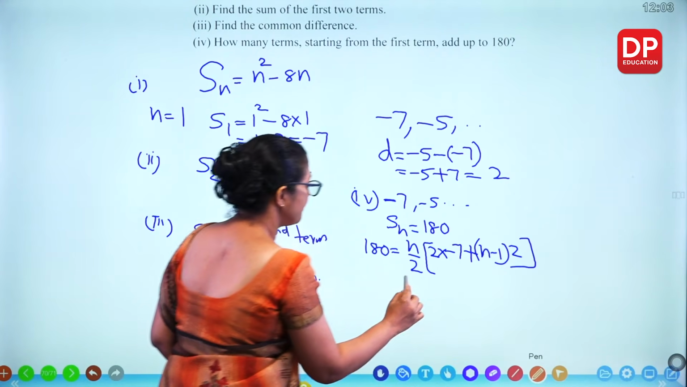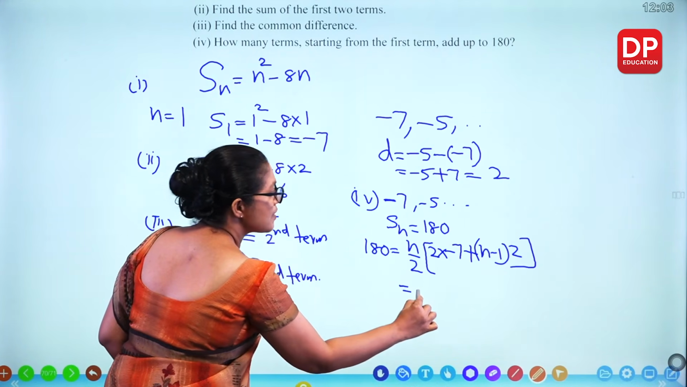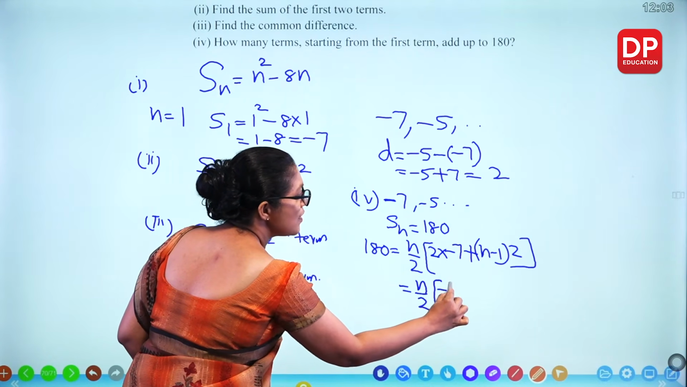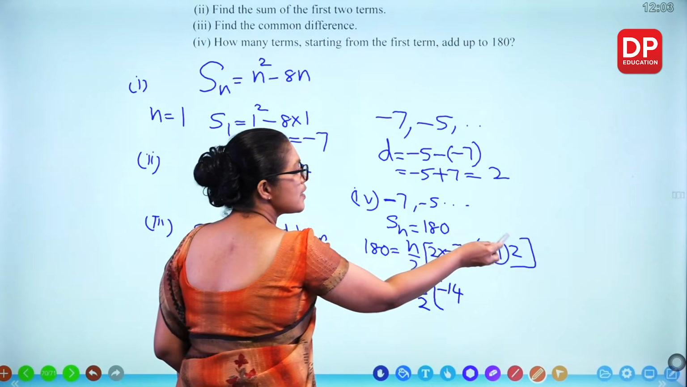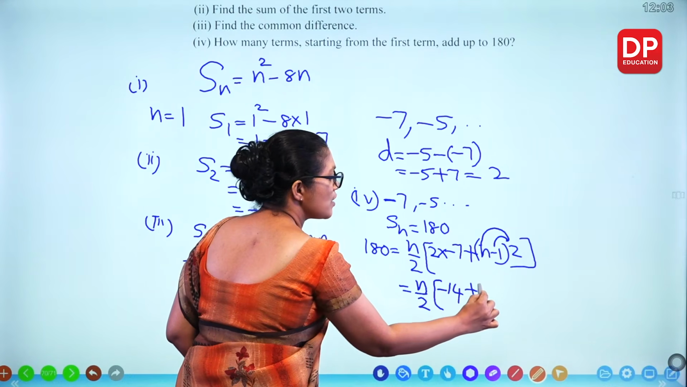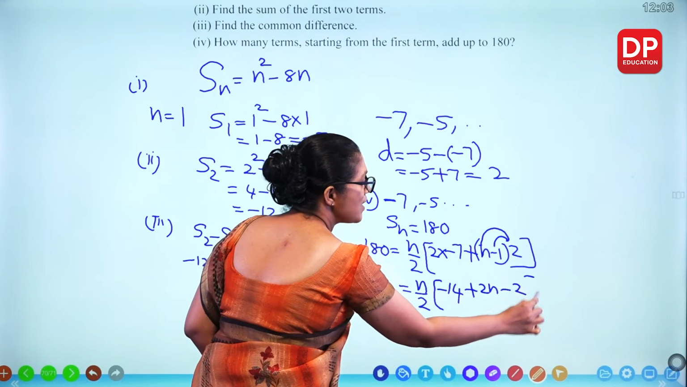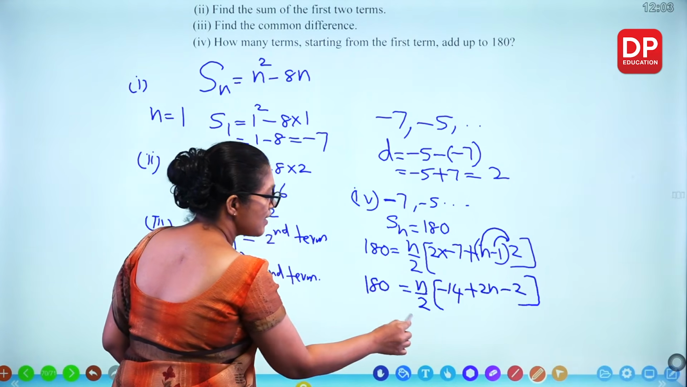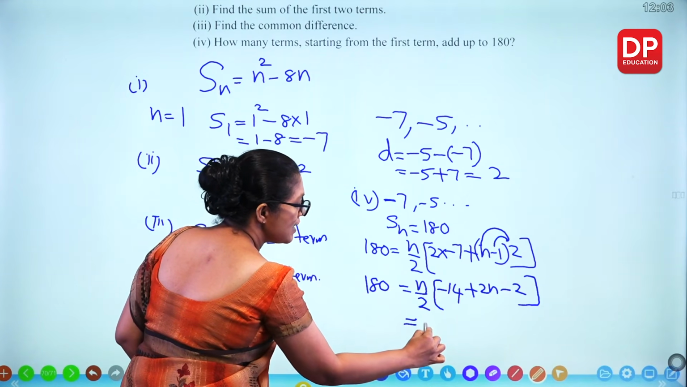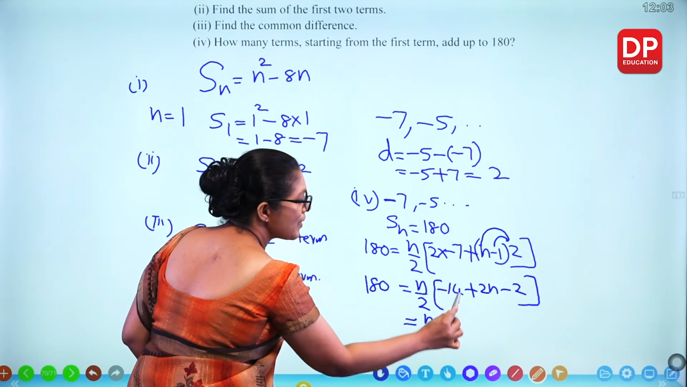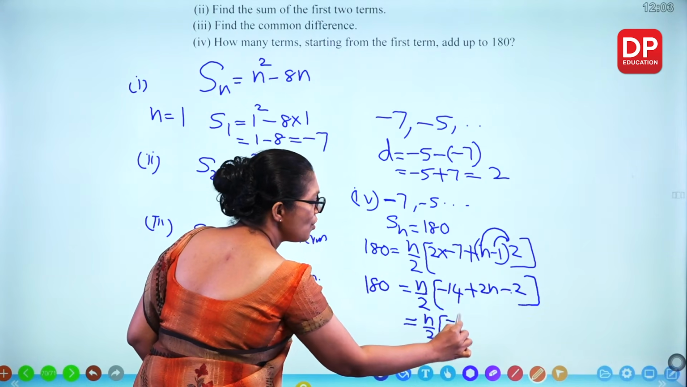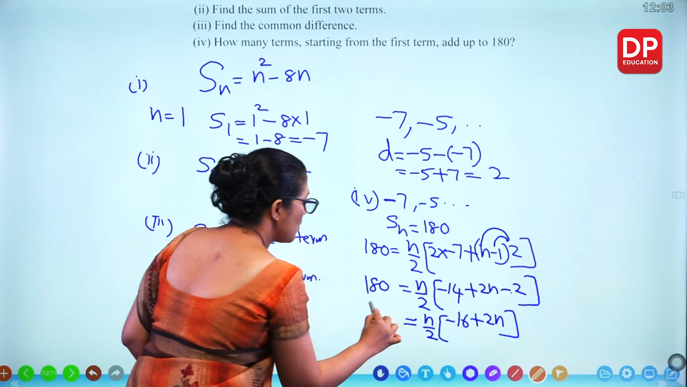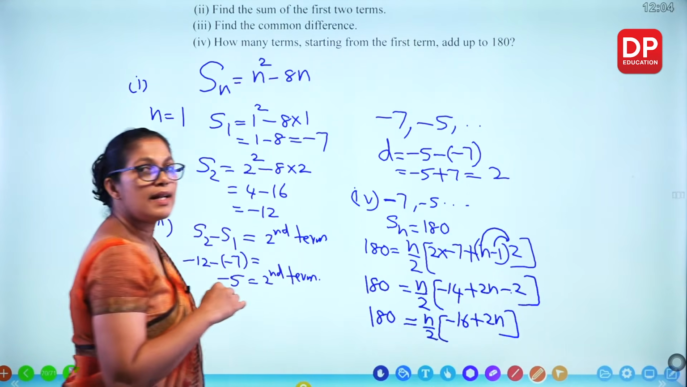What's the value? So here first multiply 2 times minus 7, you get minus 14. Expand brackets, you get 2n and minus 2. That's equal to 180. Then we can simplify in the middle: n divided by 2, minus 14 minus 2, minus 16 plus 2n equals 180.